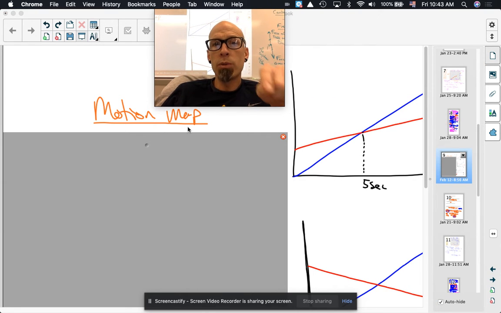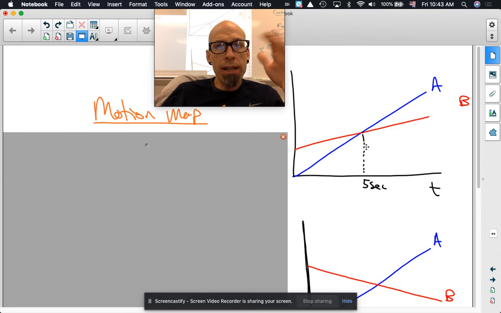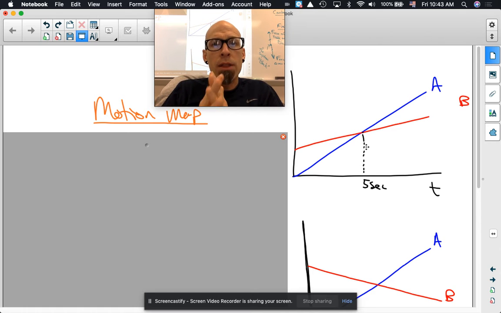Motion maps are these things that we will use that give us kind of a picture of what's happening in a graph. So if this is the graph, I tried to recreate the graph as it was on the worksheet. And I said, okay, we need to come up with a way to diagram the motion. It's called a motion map, so that we can show what it actually looks like.